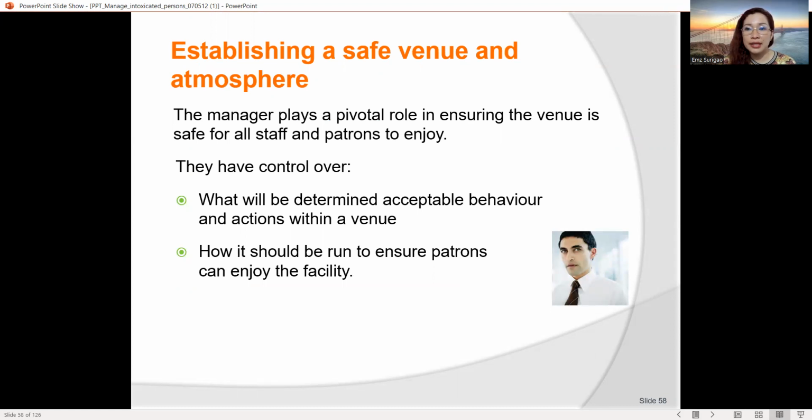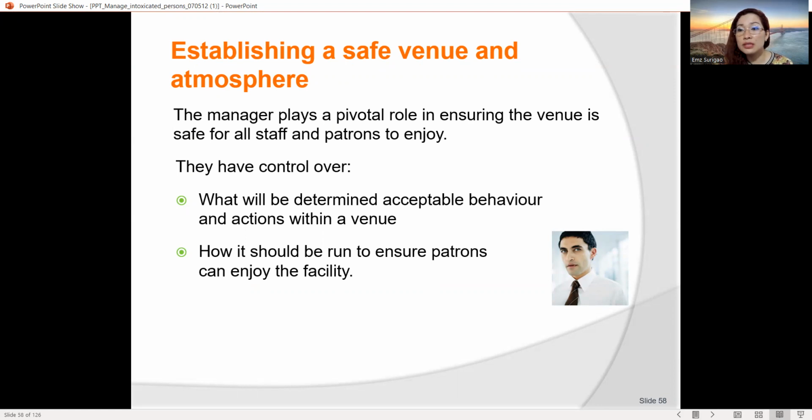Establishing a safe venue and atmosphere. The manager plays a pivotal role in ensuring the venue is safe for all staff and patrons to enjoy. So they have control over what will be determined acceptable behavior and actions within the venue. They have control over whatever behavior of the guests inside the premises, how it should be run to ensure patrons can enjoy the facility.